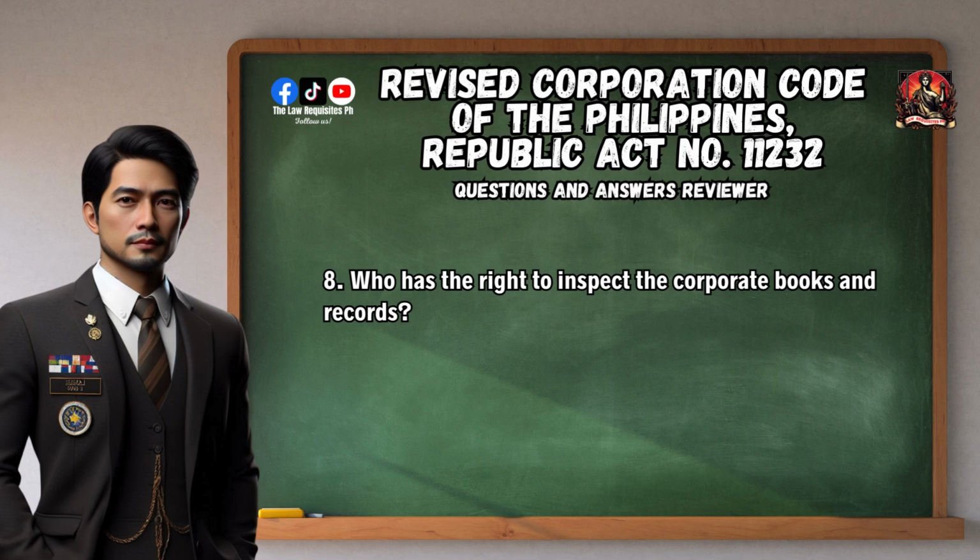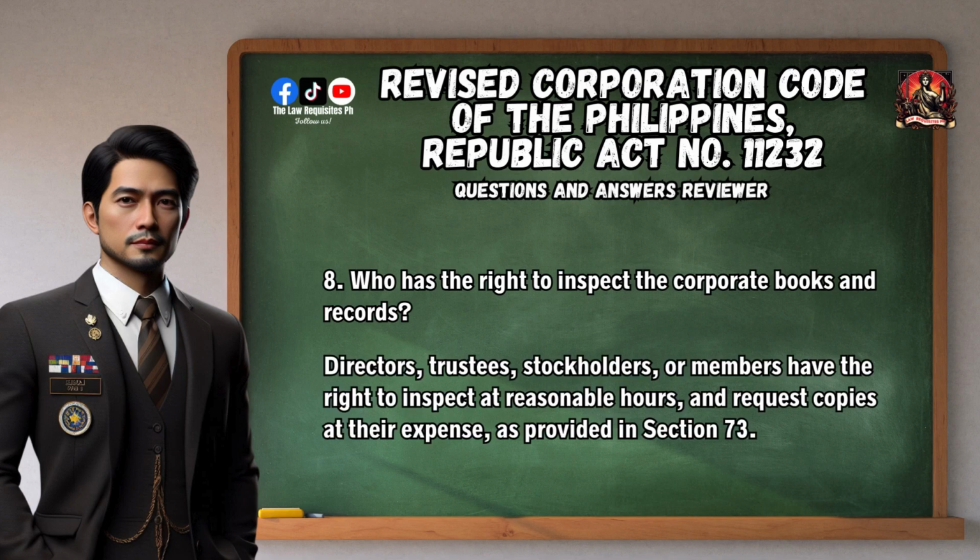8. Who has the right to inspect the corporate books and records? Directors, trustees, stockholders, or members have the right to inspect at reasonable hours and request copies at their expense, as provided in Section 73.